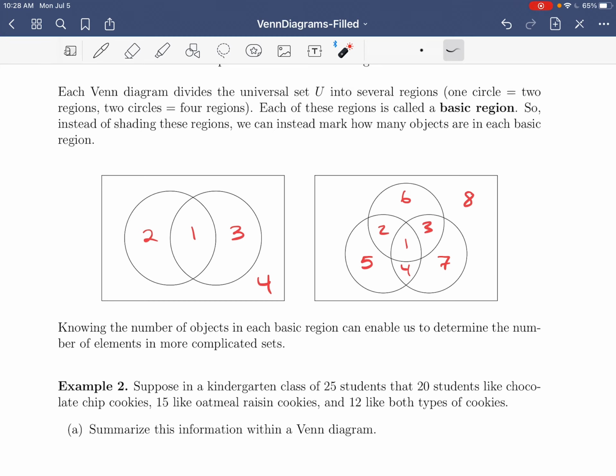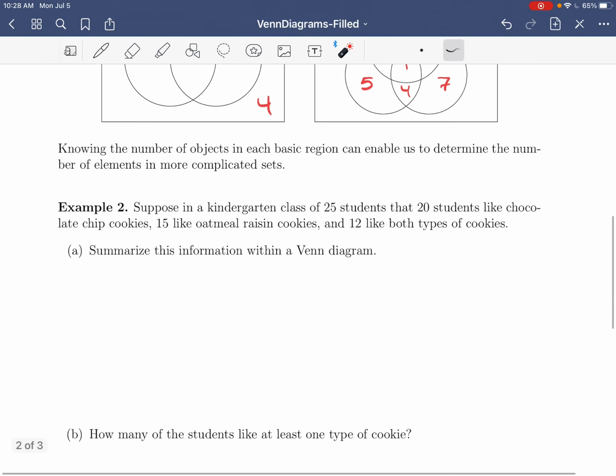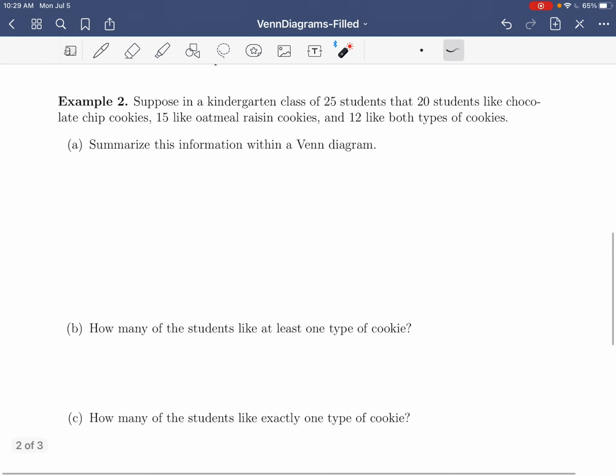So each of these regions is called a basic region. Instead of shading these regions, we can instead mark how many objects are in them. Knowing the number of objects in a basic region can help us determine the number of objects in more complicated sets that we can find by joining together basic regions. So let's see an example of how we might do this.